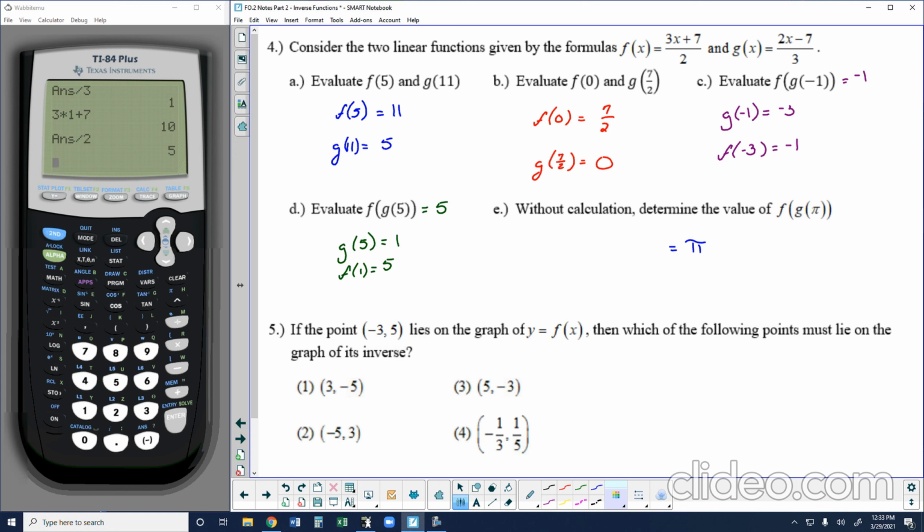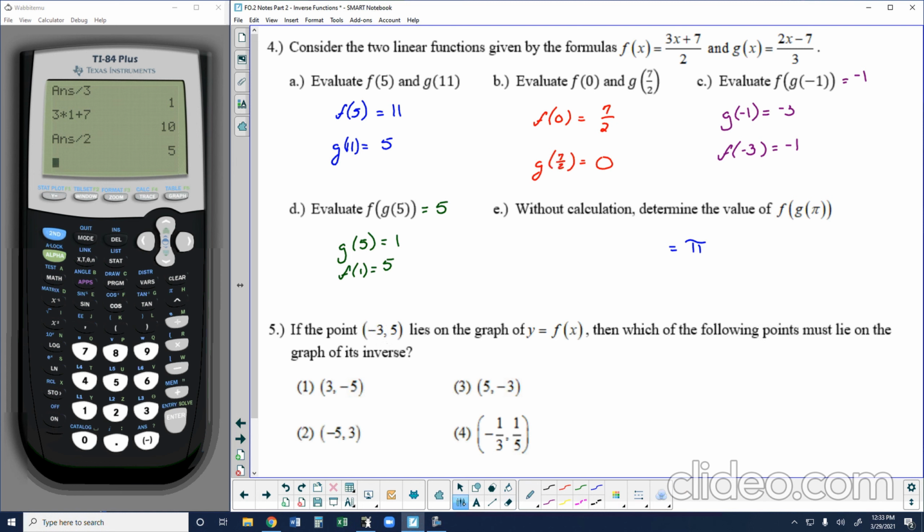So in problem 5, it says if the point -3, 5 lies on the graph of y equals f of x, then which of the following must lie on the graph of its inverse? So we know that f of x has this point -3, 5, and we want to find the point that would exist on its inverse. Well, remember, again, inverses take the x and the y coordinates and they switch them. So the sign sticks with the coordinates. So this -3 now becomes y, and this 5 now becomes x. So we'd be looking for the point 5, -3.